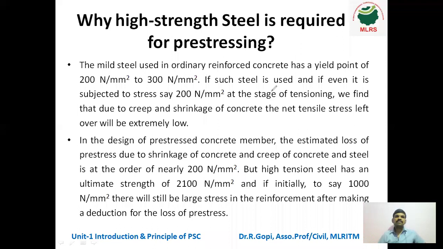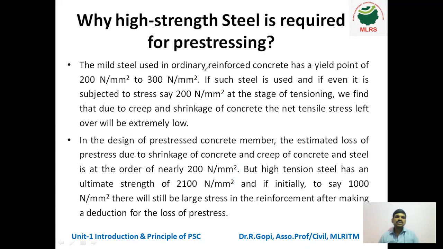Next, why is high strength steel required? As we already told in the first class, for normal RCC purposes we use only Fe 250, Fe 415 or Fe 500. But in pre-stressed concrete, we use wires of 1000 N/mm² to 2000 N/mm² tensile strength. Why so much? Because of the high tensile forces we apply through the hydraulic jack, the steel should withstand that much force. That is the reason.